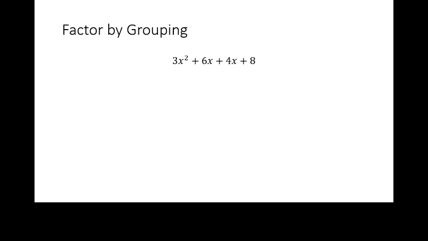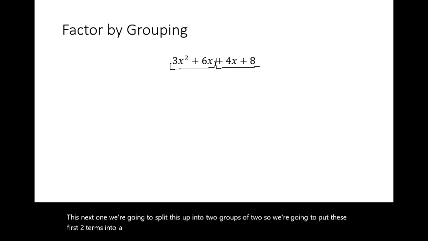All right, so for this next one, we're going to split this up into 2 groups of 2. So we're going to put these first 2 terms into a group. Then I'm going to put these last 2 terms into a group. And then I'm going to identify and factor out the GCF out of each group.